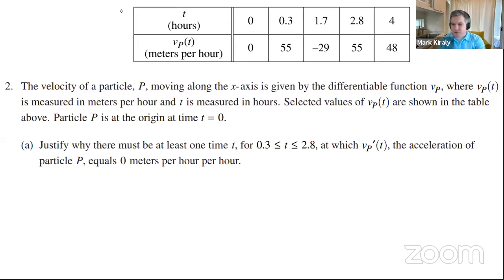Selected values of v sub p of t are shown in the table above. Particle p is at the origin at time t equals 0. And you can see they have given us velocities at time 0, 0.3, 1.7, 2.8, and 4. It says justify why there must be at least one time t on the closed interval from 0.3 to 2.8 at which v sub p prime of t, the acceleration of particle p, equals 0 meters per hour.